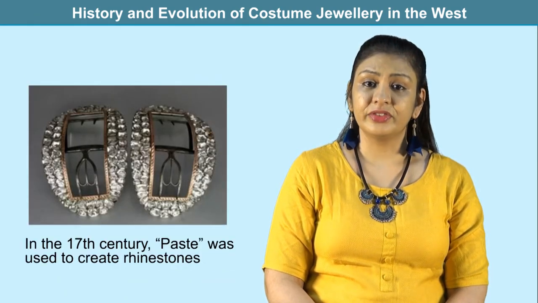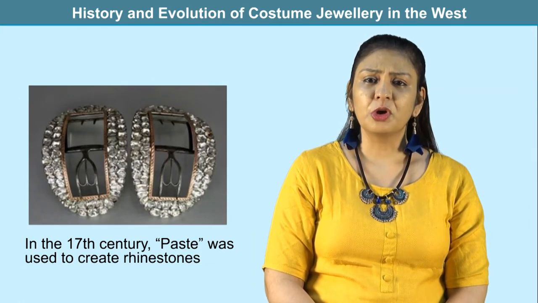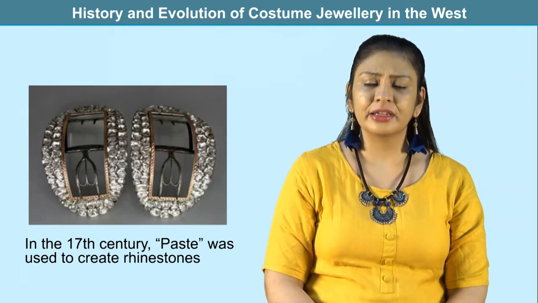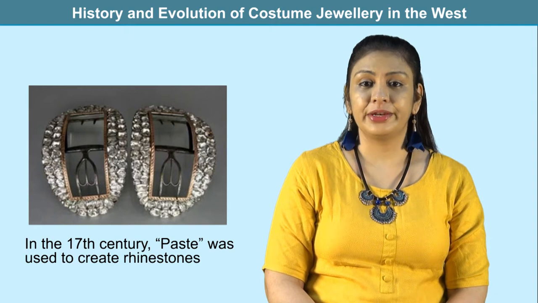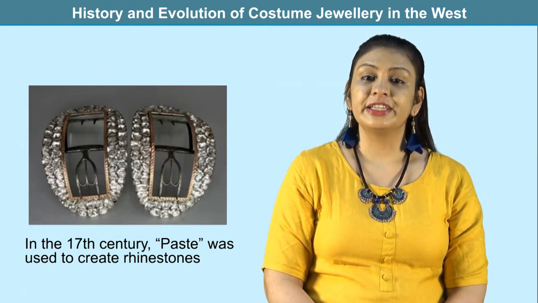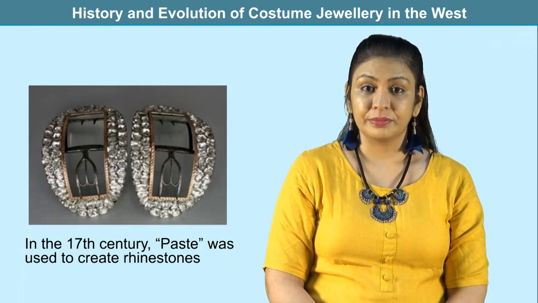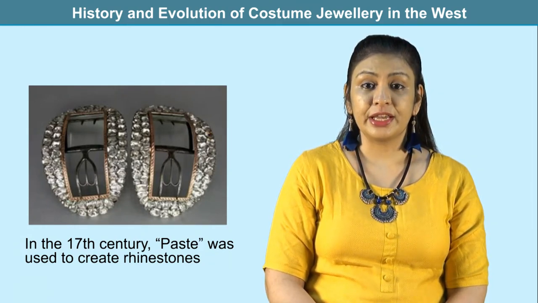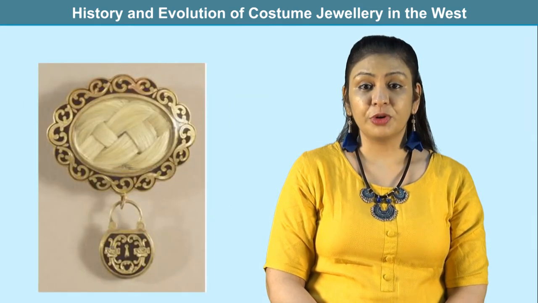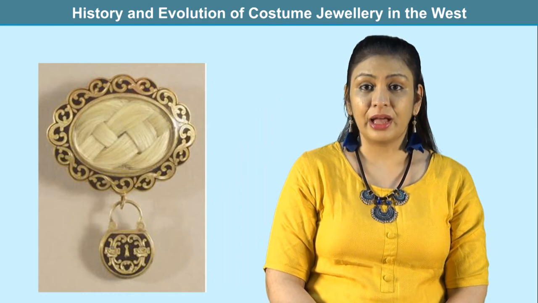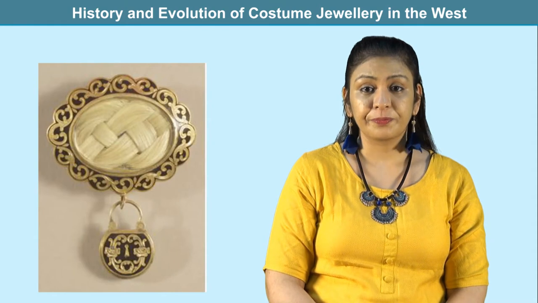In the 1700s, paste was used to create rhinestones. This opened up a huge market which could create pieces of blingy jewelry. Due to the Industrial Revolution, steel became easily available, and it was used to set jasper cameos. Jet was set into mourning pieces worn by Queen Victoria after Prince Albert's death, as I had mentioned once before.